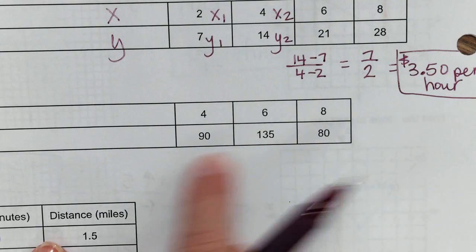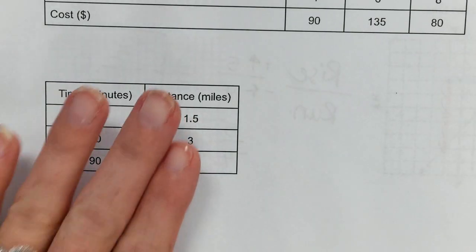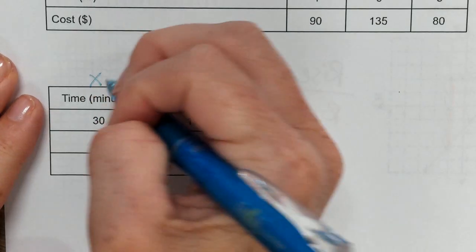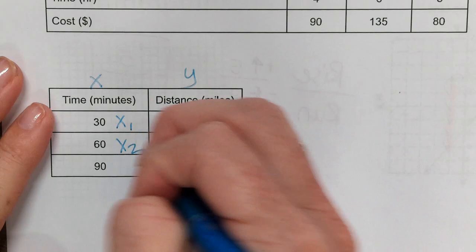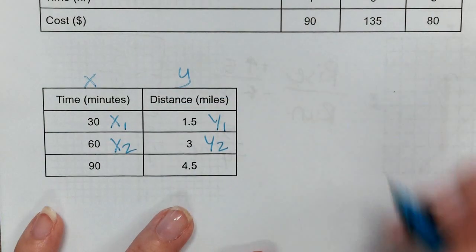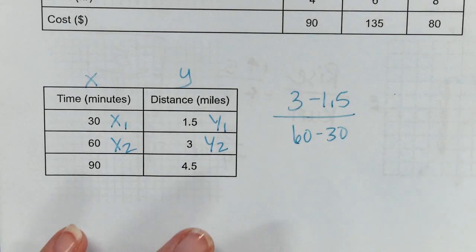Okay, skip this one because it's the same thing and go down to the last table. What's different about this table from the one we just did? Anybody? Instead of being stacked horizontally, it's stacked vertically. Nothing's really different though. Just these are all your x's and these are all your y's. So this would be the first x, the second x, the first y, the second y. So I'd have y2 minus y1 over x2 minus x1. Go solve that and write your answer in words.